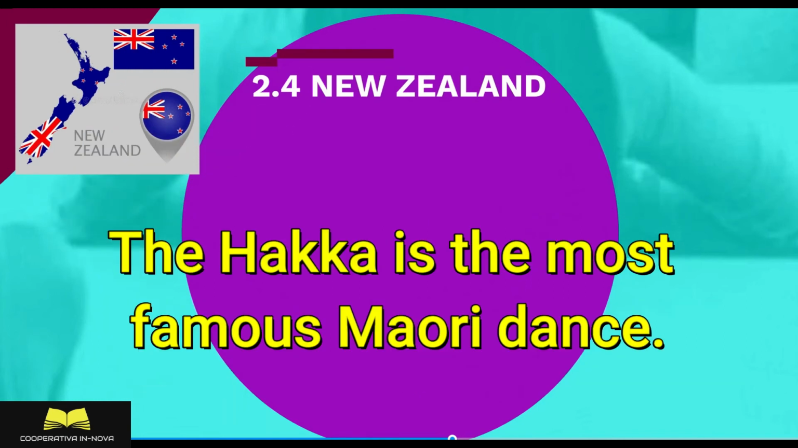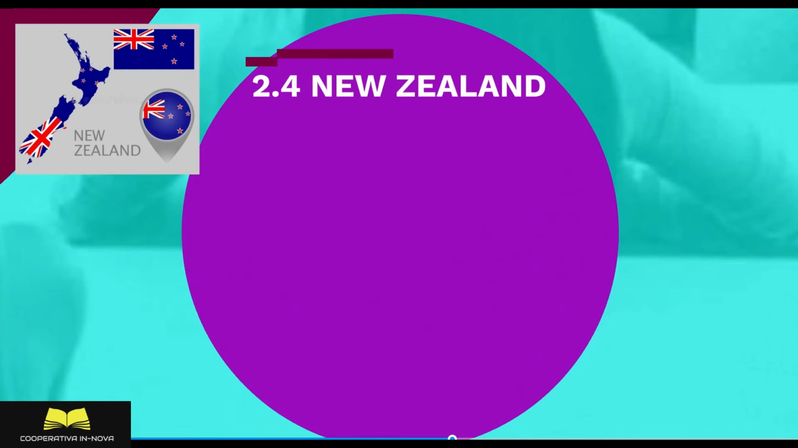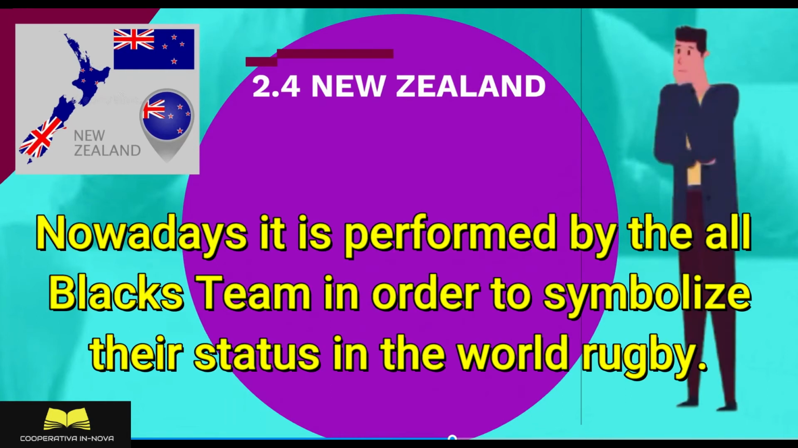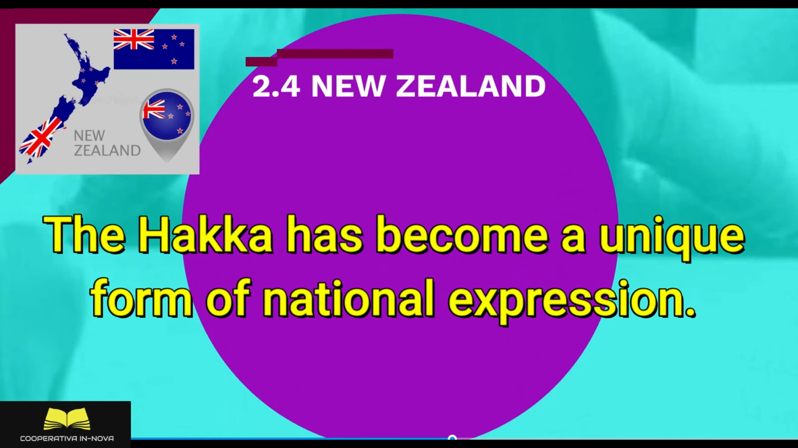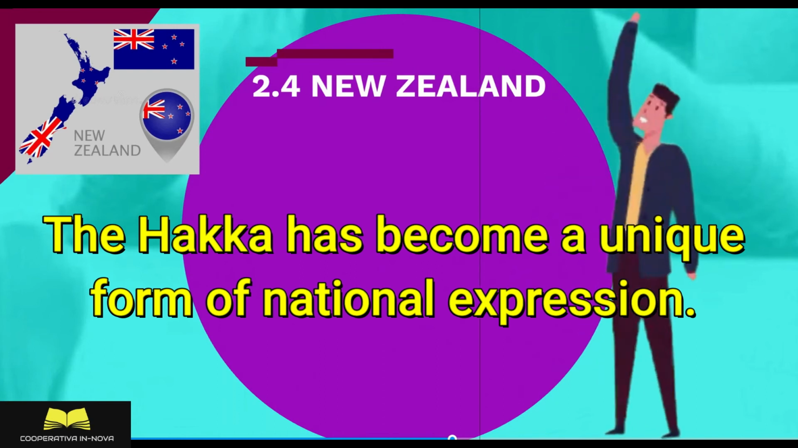The haka is the most famous Maori dance. Nowadays it is performed by the All Blacks team in order to symbolize their status in World Rugby. The haka has become a unique form of national expression.